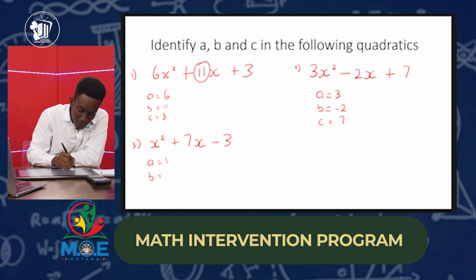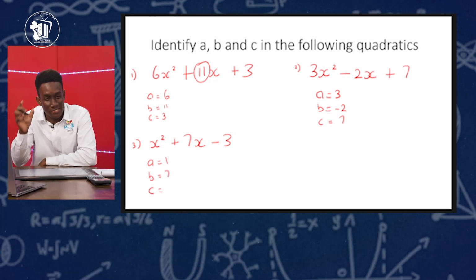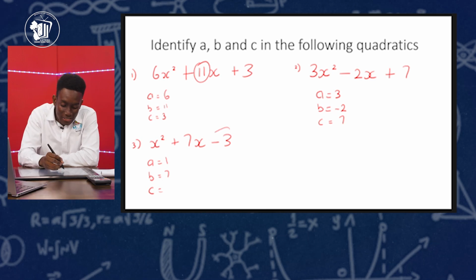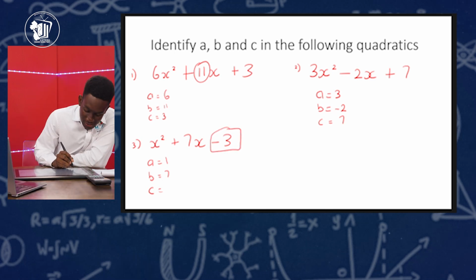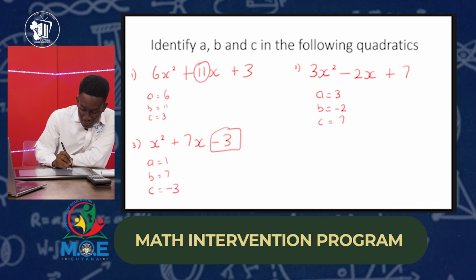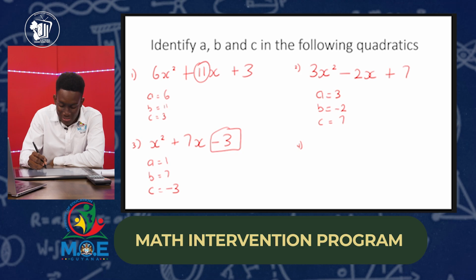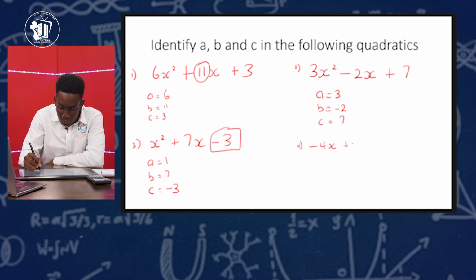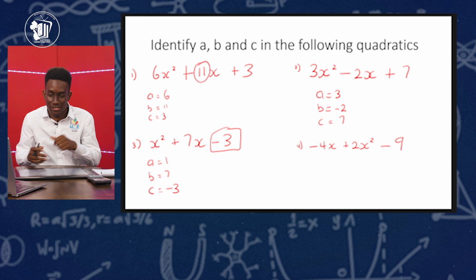And B will of course be equal to 7. And C, we take our time with C, we see C is equal to negative 3 because there's a negative sign in front of the 3. So C is equal to negative 3. Let's do a last example. Let's say we have negative 4x plus 2x squared minus 9. And we want to identify what is A, B, and C.